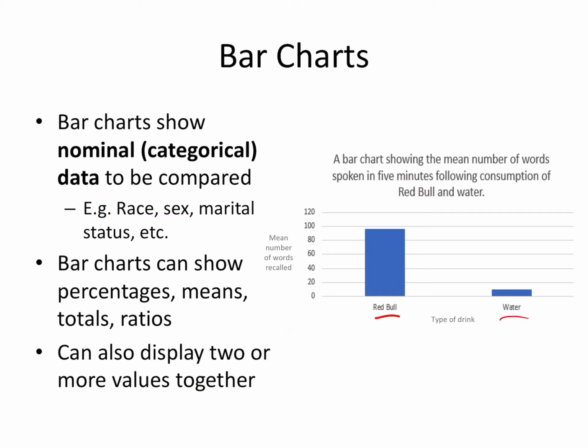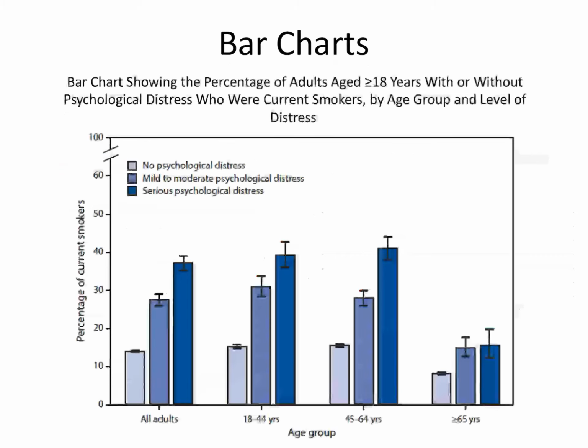So bar charts will always show nominal or categorical data. They can display percentages, they can display means, as we've got here, totals, so total number of words recalled, or ratios either. So the y-axis is a little bit more variable than the x-axis. And we can also display two or more values together. So if we've got more than one independent variable, for example, as we've got here, we can display all of that together. So here we've got a bar chart showing the percentage of adults aged over 18 years, with or without psychological distress, who are current smokers, and this is displayed by age group and level of distress.